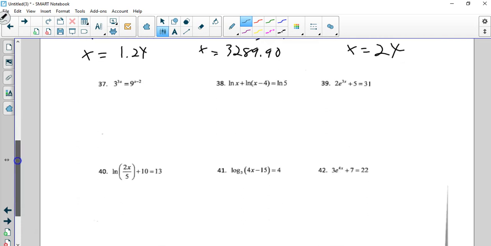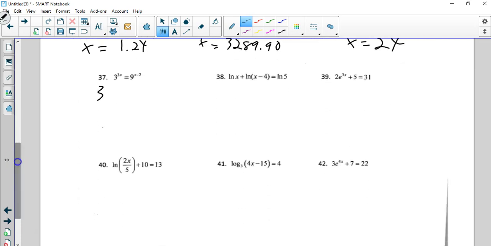We're almost there. 37. Rewrite in the same form, same base. 3 is already fine. 9 is 3 squared, but I got the x minus 2 here. Bases go away. 3x is equal to 2x minus 4. Don't forget to distribute to both. 2x minus 2 is the most common mistake there. Subtract 2x, and I get x equals negative 4.